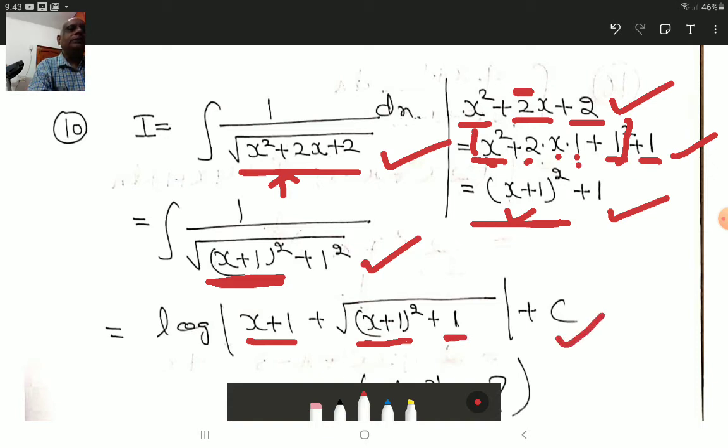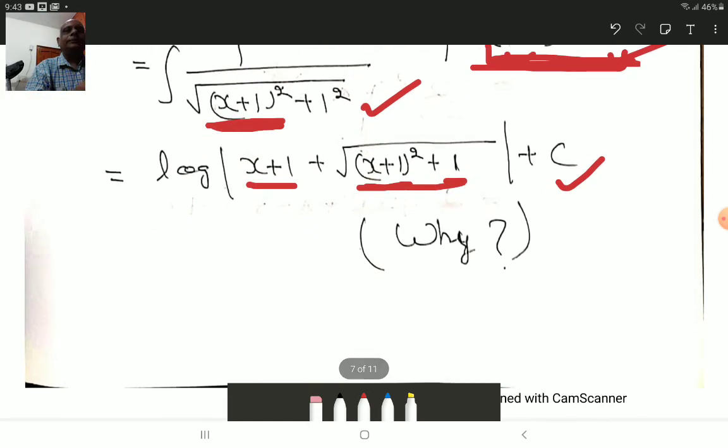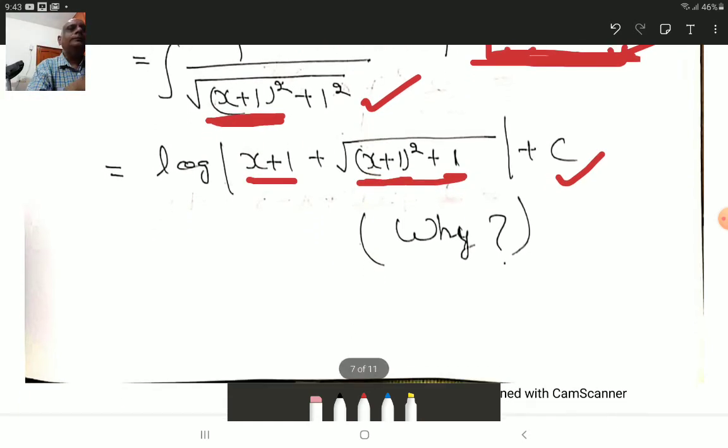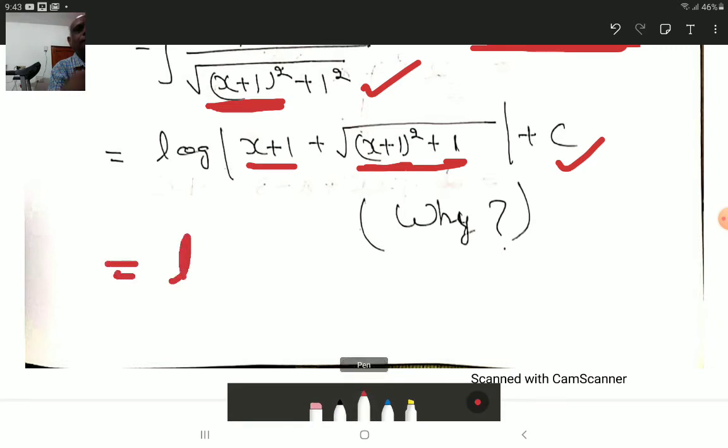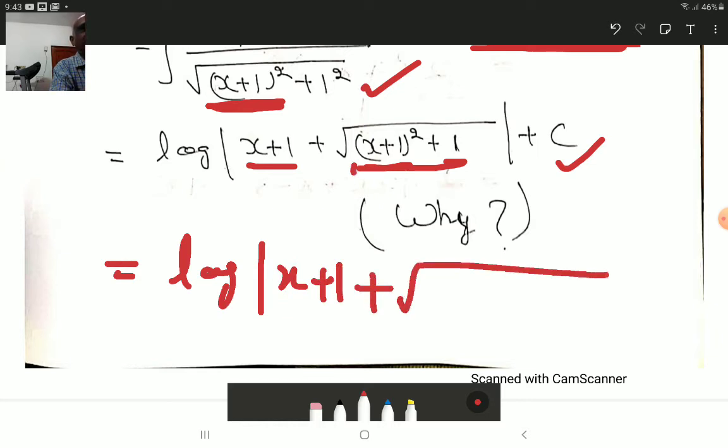Now you see, this x plus 1 whole square plus 1 is equivalent to x square plus 2x plus 2. So this x plus 1 whole square plus 1 can be replaced by x square plus 2x plus 2 also. So that I have done in the next step. Here I have written y. Y means you have to write the formula, right? And it can be simplified also, which I am doing here. So it is log of modulus of x plus 1 plus, if you simplify on your own, or we have done it above also, this is nothing but square root of x square plus 2x plus 2, plus c.